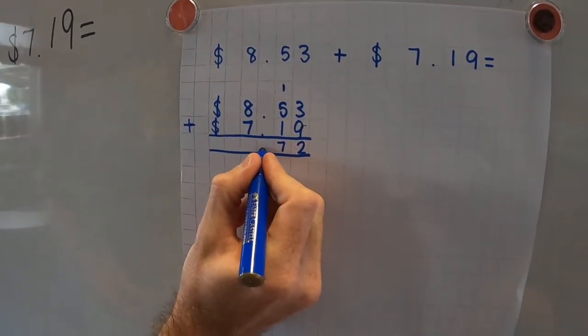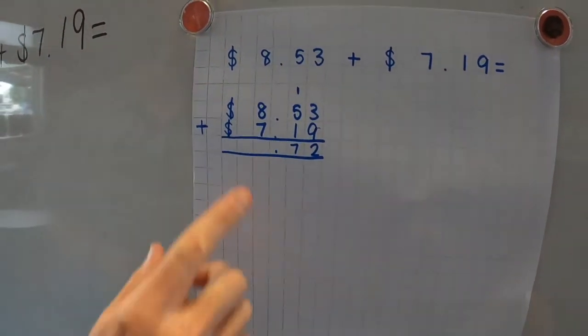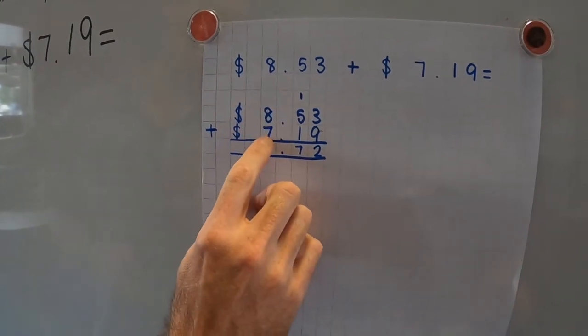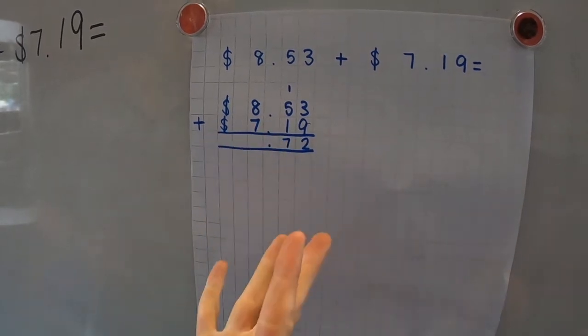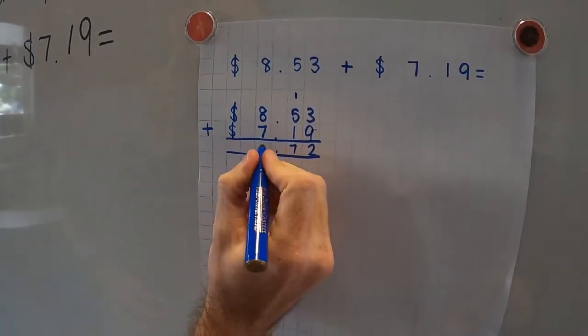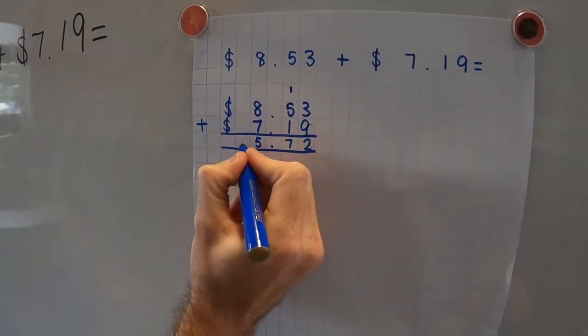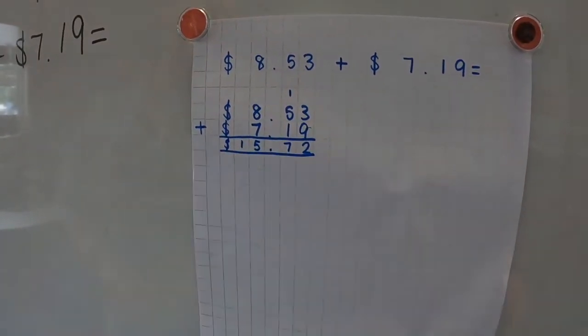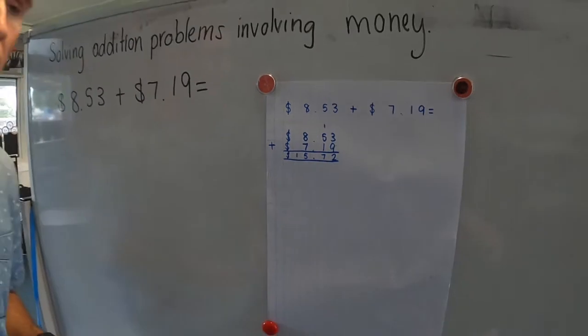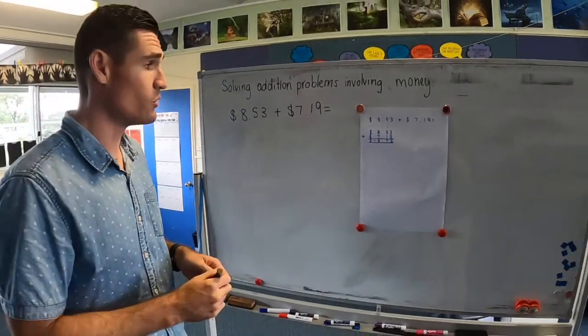Then we make sure to put in our decimal point. We're coming over now, and we're looking at 8 plus 7, 9, 10, 11, 12, 13, 14, 15. We put down our 5 underneath the 7, and then we go across to our next box, and then we put in our dollar sign. So that's a very basic one to do. Let's have a look at a harder one.